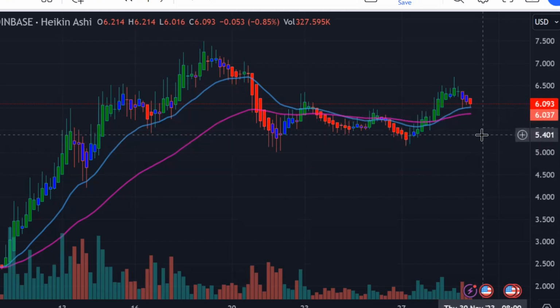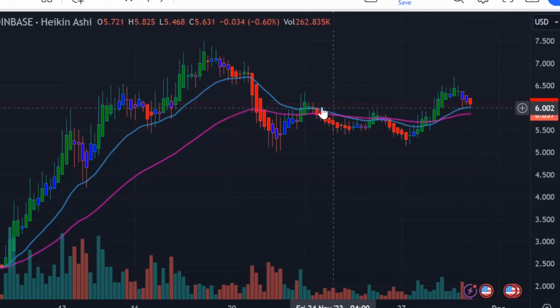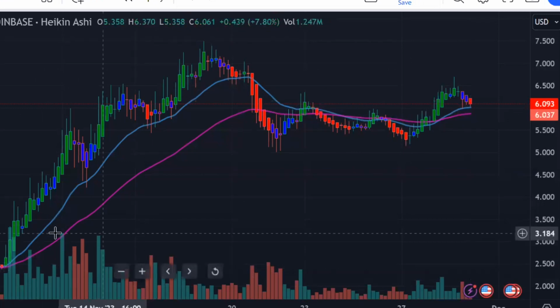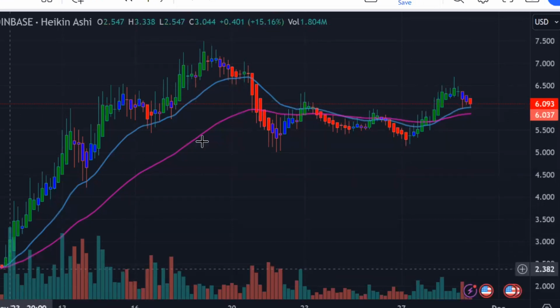But the way the market's going, everything is trending up. To me, this is consolidating again, getting ready, but a little more volatile of a consolidation than it was down here.